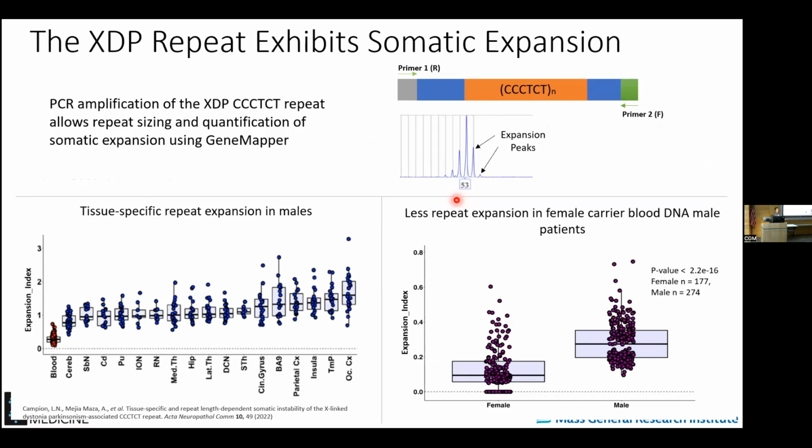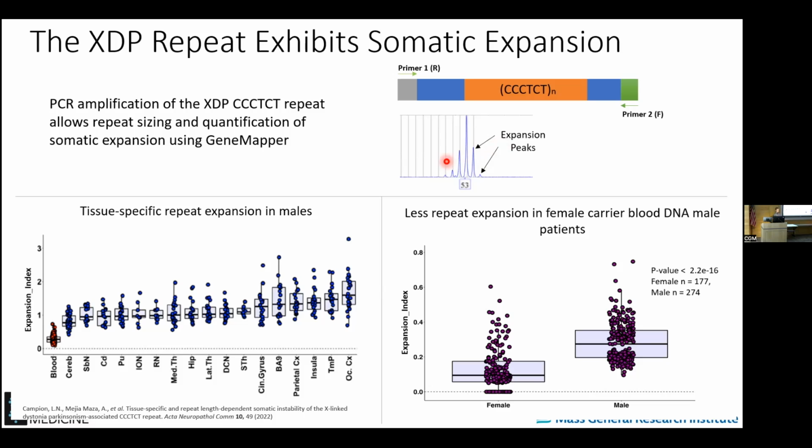The way we do this is through PCR amplification. And once we get a PCR product, we can submit it for ABI sequencing, and we get a modal allele here on this graph. This is the output. And so we can then say this modal allele here is at 53 repeats, and that's how many repeats this individual has. We can then, through the use of GeneMapper and online technology, measure the expansion peaks and the contraction peaks. The expansion peaks are anything to the right of the modal allele, and contraction peaks are anything to the left of the modal allele.